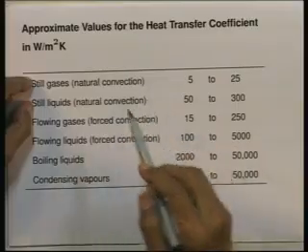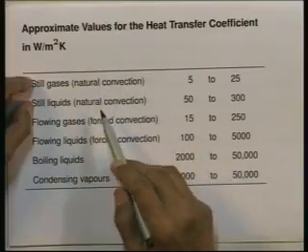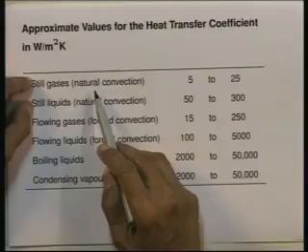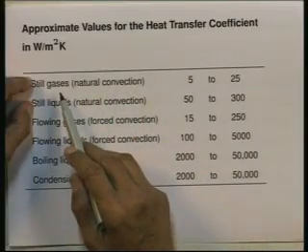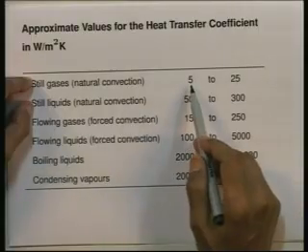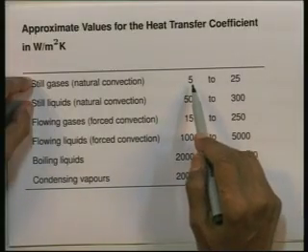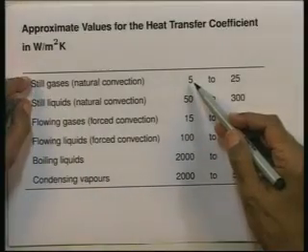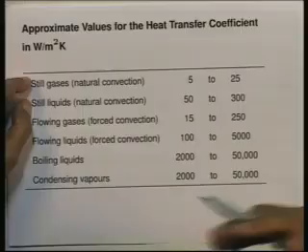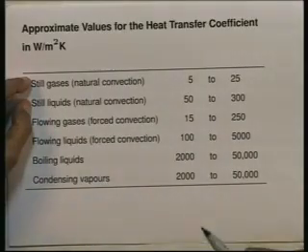The first two values are for still gases or still liquids, that is situations which we have defined earlier as those of natural convection. If I have natural convection heat transfer to a gas, the values of h will typically be in the range from about 5 to 25. 5 would be for low temperature differences, 25 for higher temperature differences between the solid surface and the fluid.